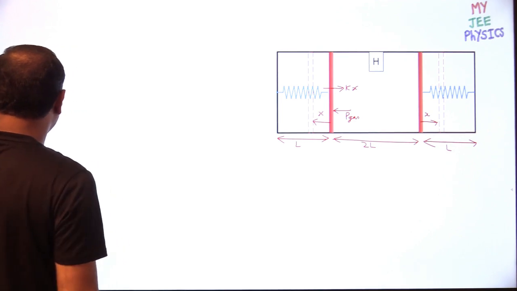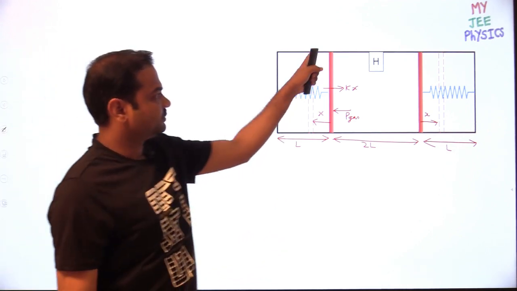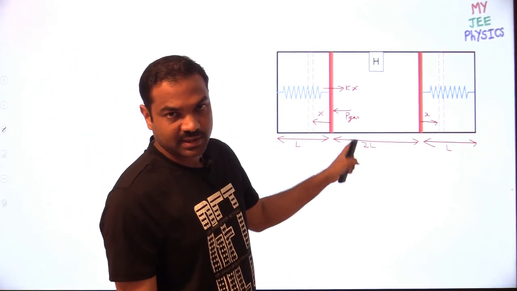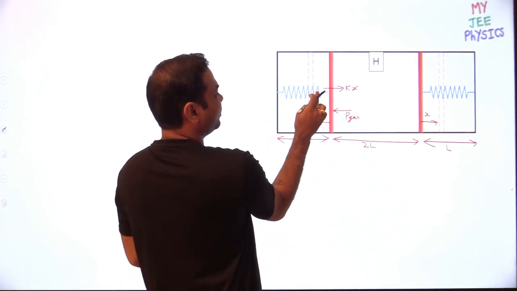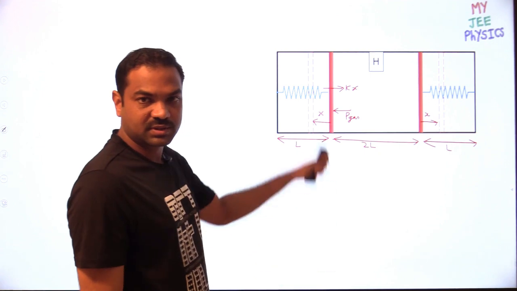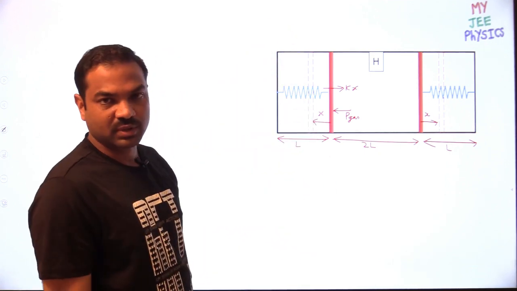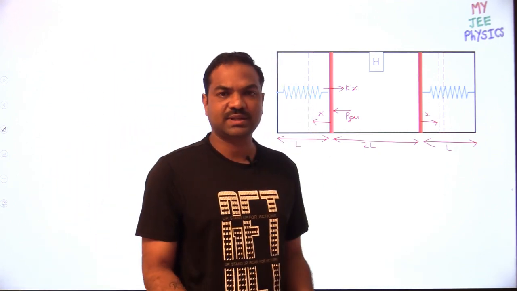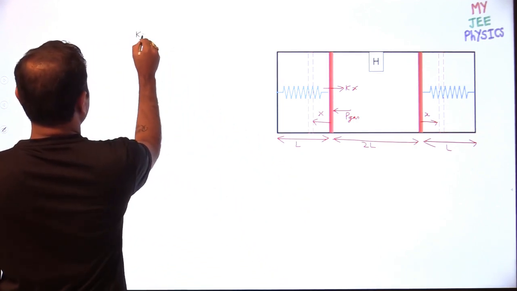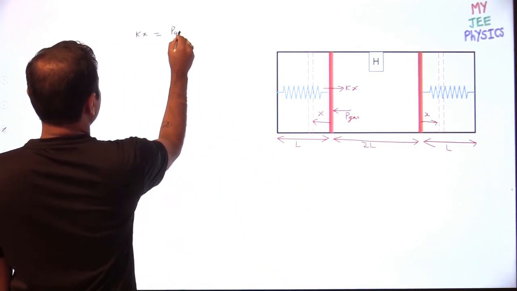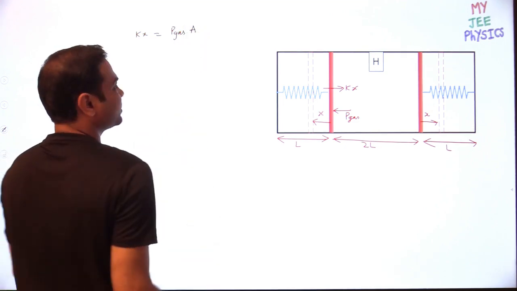Because of equilibrium, the force exerted by the gas on the piston will be equal to the force exerted by the spring on the piston, because the pistons are always in equilibrium. It is a quasi-static process, that's why. So I can write that Kx is always equal to the pressure of the gas into the area of cross section.